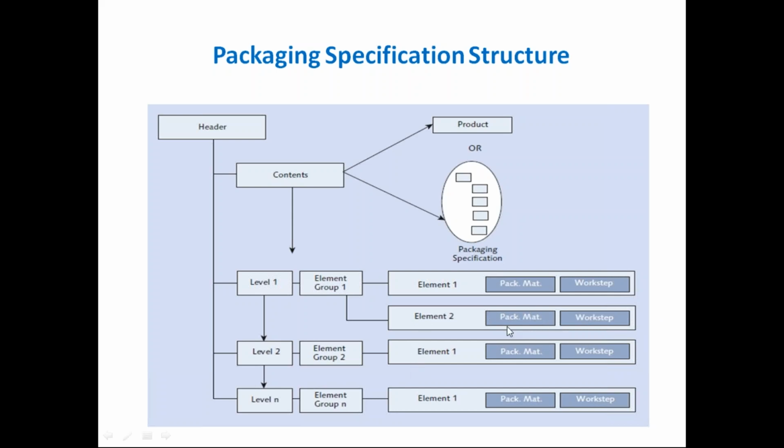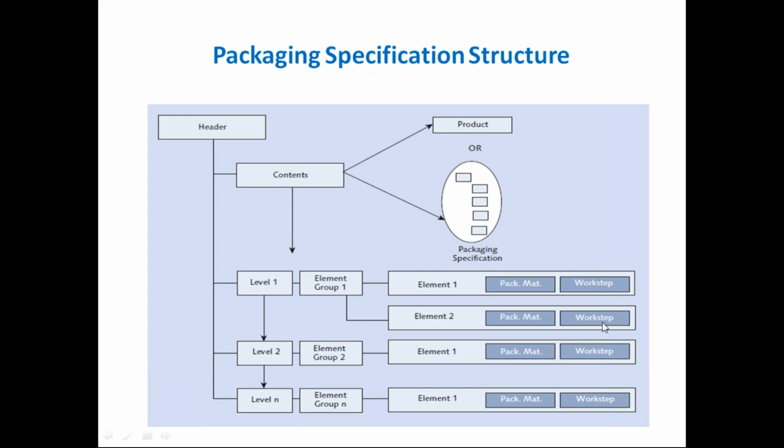Here we can first see this diagram. Level 1, element group 1 is there, element 1 is there. Here I can press with the punching machine, that is one work step we are performing, and the packaging material is the polythene cover. This is one element. And within the same level, I have one more element with me: one bubble wrap.